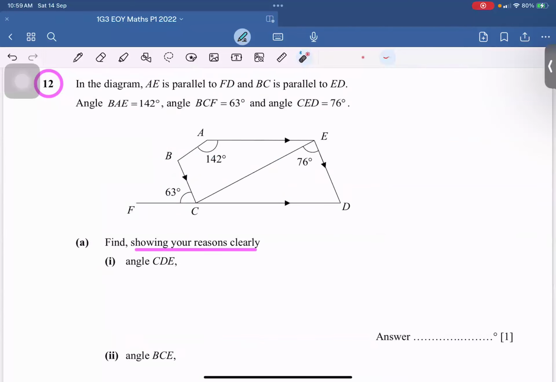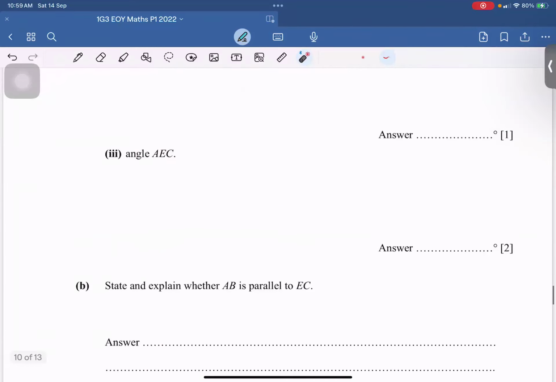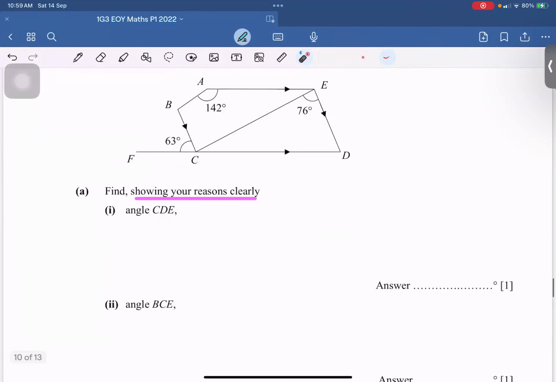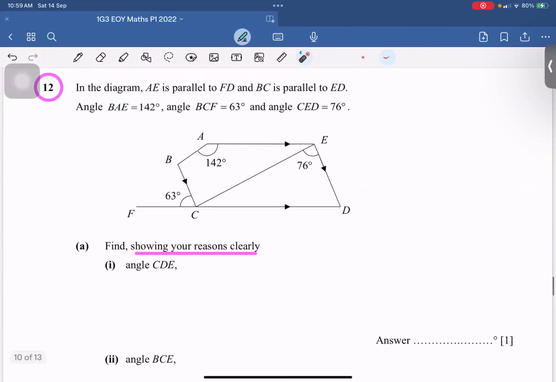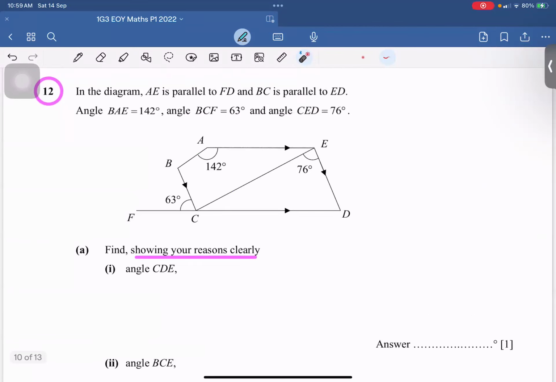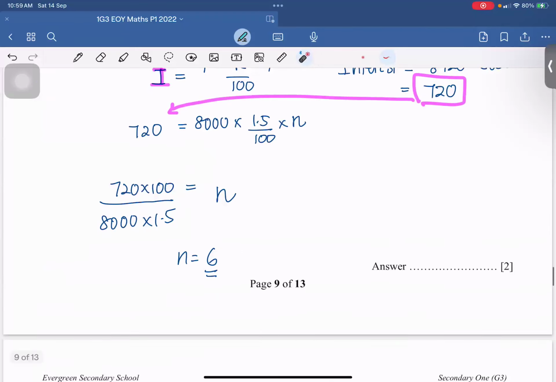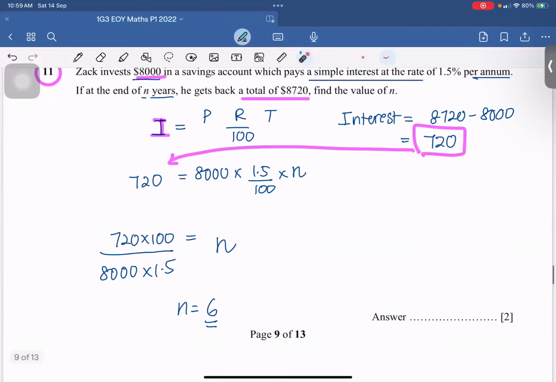Next question over here, I'm just going to do a very quick one because I want to explain part B. Oh, you all have to have overtime a little bit. Okay, bear with me. Showing your reasons clearly, find angle CDE.